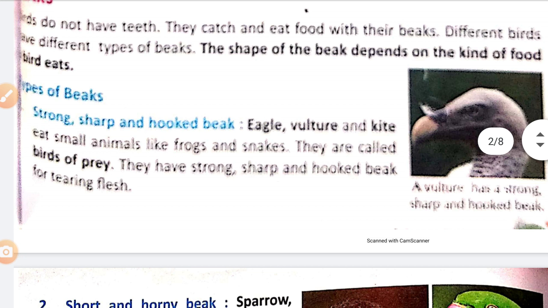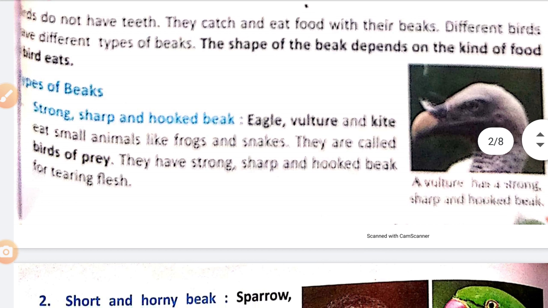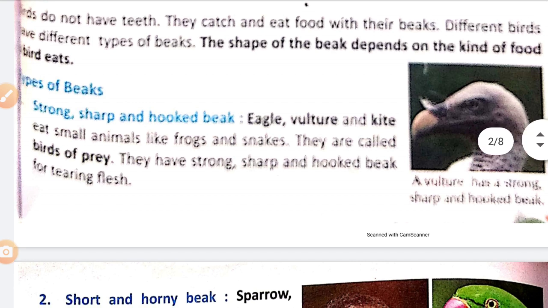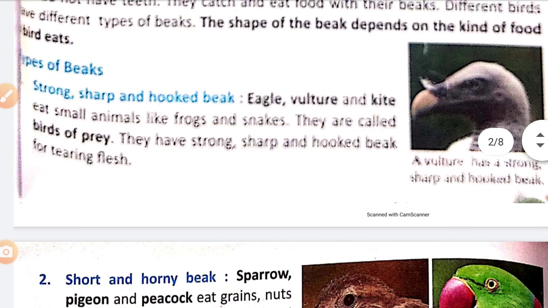I will read it first. Birds do not have teeth. They catch and eat food with their beaks. Different birds have different types of beaks. The shape of the beak depends on the kind of food that birds eat.